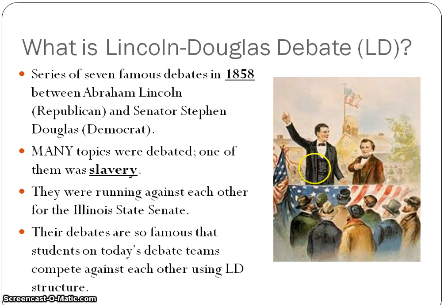They were both really excellent speakers, and they drew large crowds, and they presented these debates in public in an open audience. They debated a lot of different things, but one of them was slavery. They were opposing candidates in the state Senate race, and their debates are, for the most part, written down. You can actually go read them, but their debates became so famous that today, modern students still use their structure and copy their style to compete using LD.